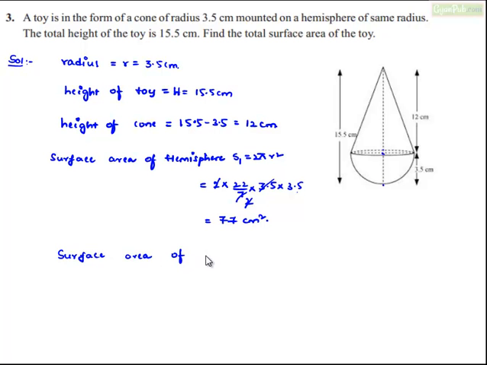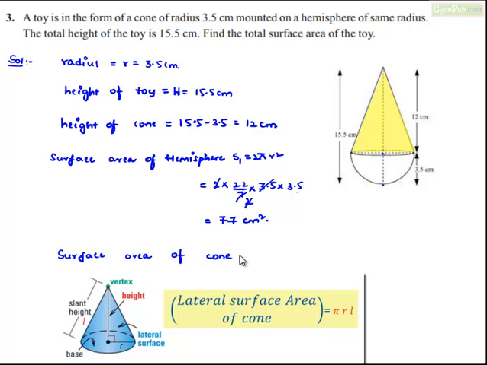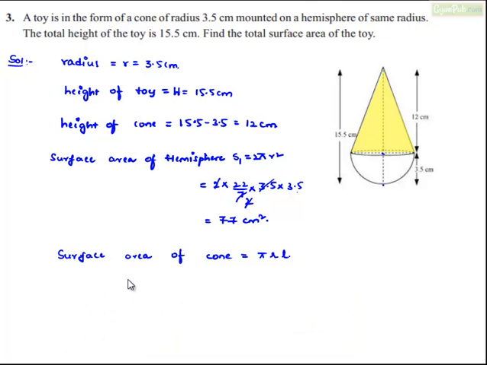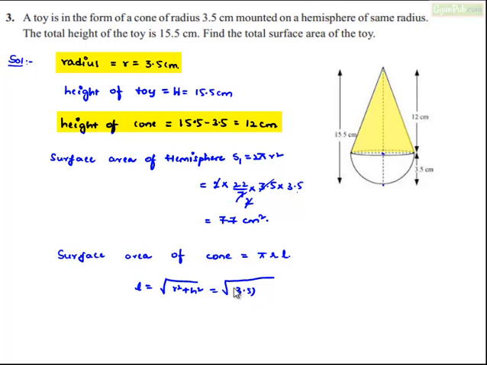Now let us also find the surface area of cone, which is equal to pi r l, where l is here the slant height. We know that slant height in the cone, when the radius and height are known, is l equal to square root of r square plus h square, which is equal to square root of 3.5 whole square plus 12 square.